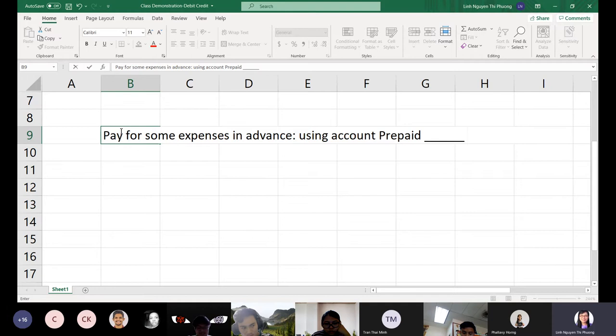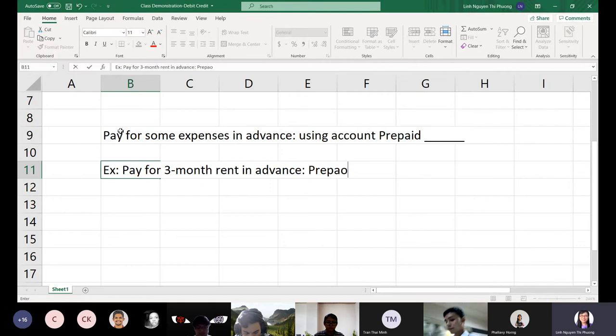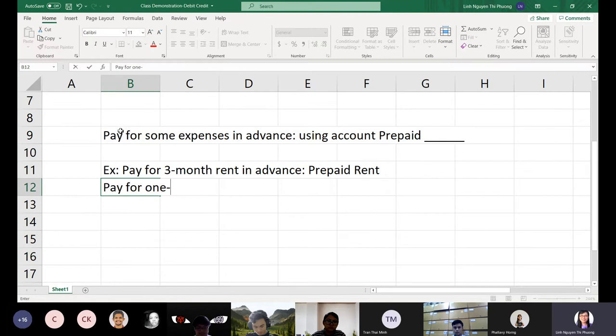Okay, in advance, right? So in that case, we will have a prepay rent. Okay, prepay rent. This means we pay for the rent in advance, before we use those expenses, okay? When we pay for insurance, pay for 1 year, 1 year insurance, we have what? Prepaid what? Anyone know? Prepay?